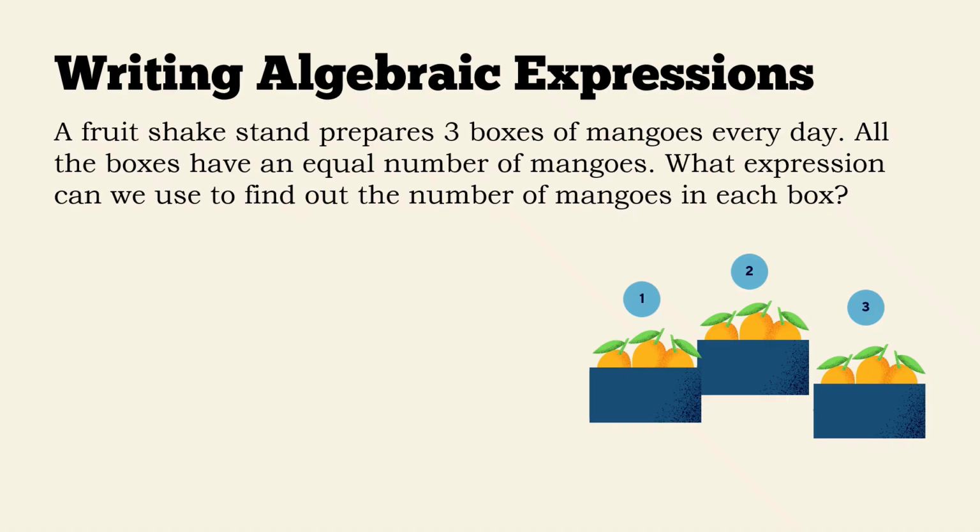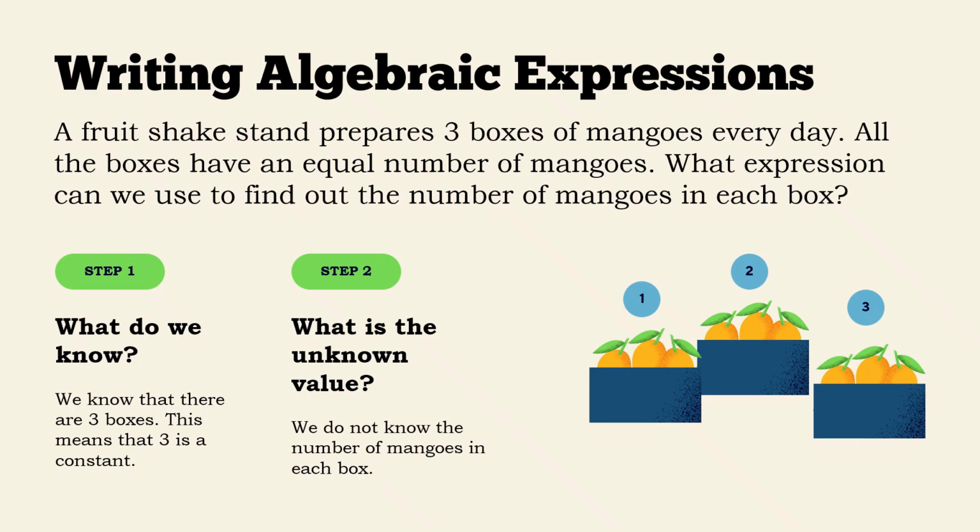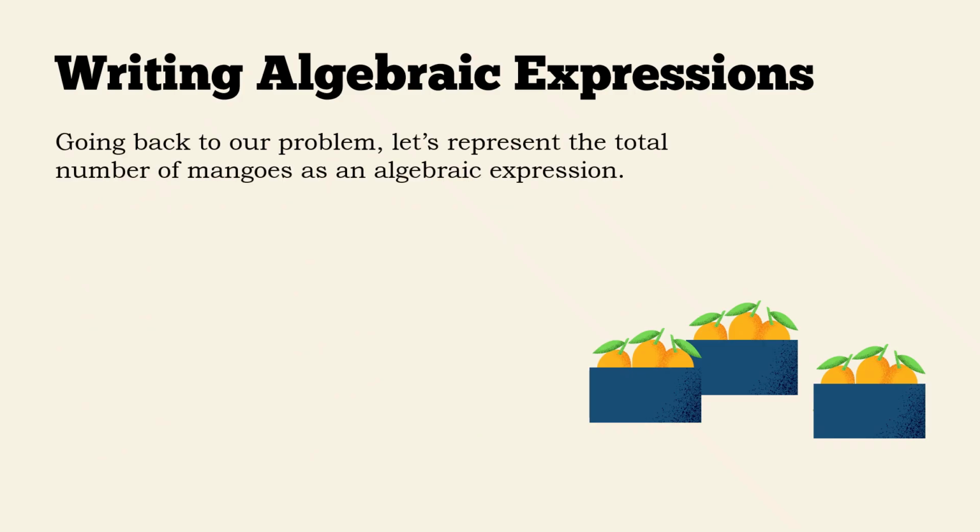So these are the step-by-step process on how we're going to write algebraic expression. First, what do we know? So in this problem, we know that there are 3 boxes. This means that 3 is a constant. Step 2, what is the unknown value? We do not know the number of mangoes in each box. Going back to our problem, let's represent the total number of mangoes as an algebraic expression.